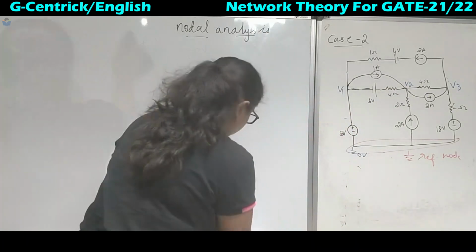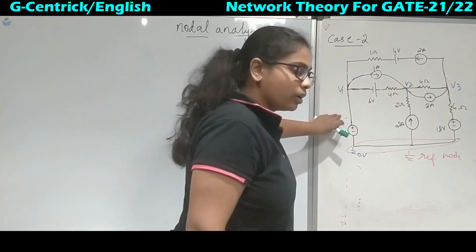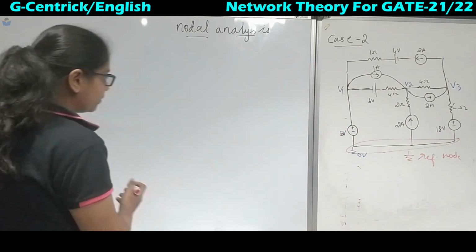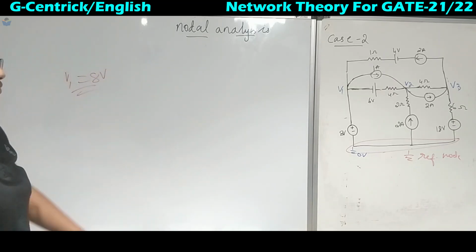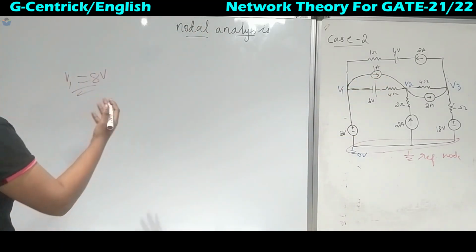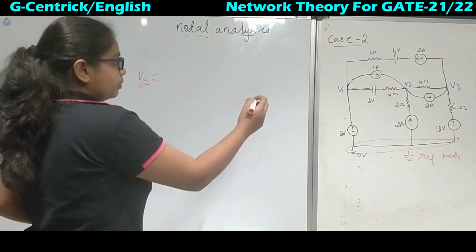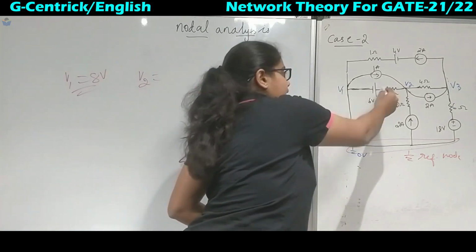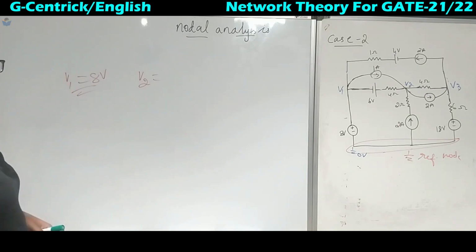So what will be case 2? Directly, here there is no element present in that branch, so V1 will be equal to 8 volts. This is the answer for V1. V2 and V3 will be the same as the previous one. Write the equation again for V2. The direction of the current will be in this way. There are 5 branches, so we should have 5 elements.